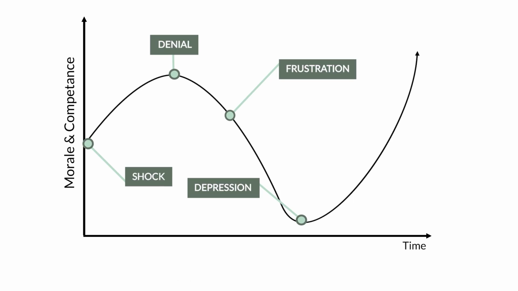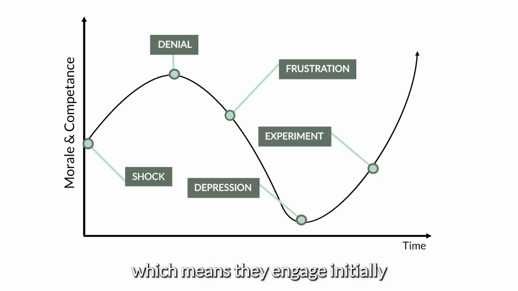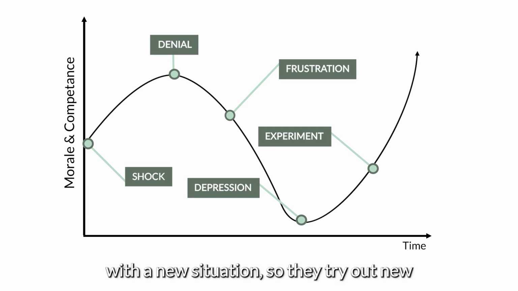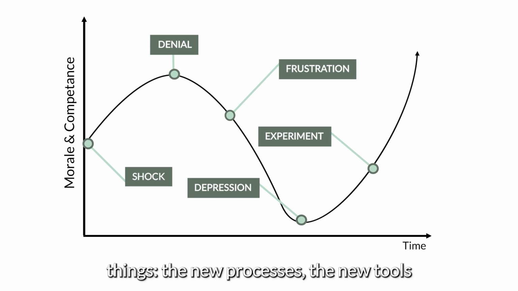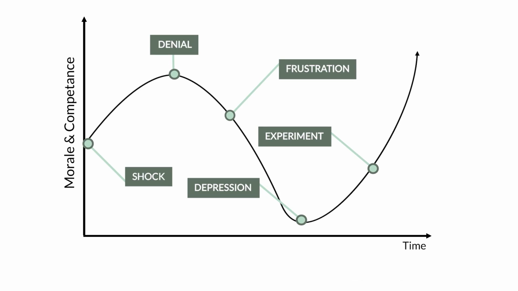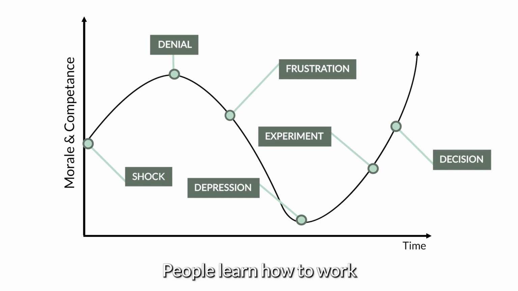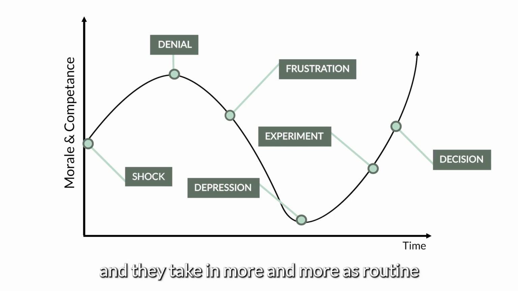People experiment, which means they engage initially with a new situation. So they try out new things, the new processes, the new tools. They take part in trainings, for example. The next phase is decision. People learn how to work in the new situation. They use the new tool. They live in the new process. And they take it more and more as routine.